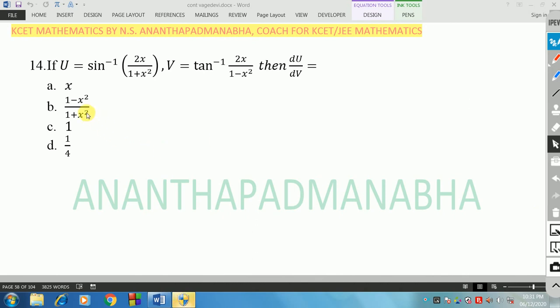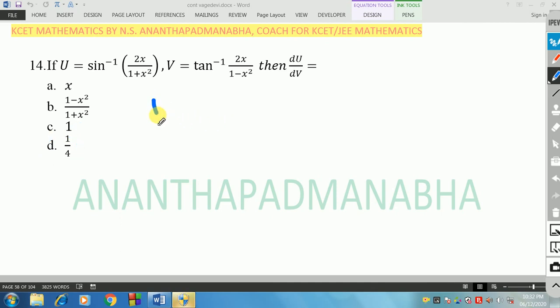Next, it's given that u is equal to sin inverse of 2x by 1 plus x square, and v is equal to tan inverse of 2x by 1 minus x square. Then required is du by dv. Option A is x, option B is 1 minus x square by 1 plus x square, option C is 1, and option D is 1 by 4.